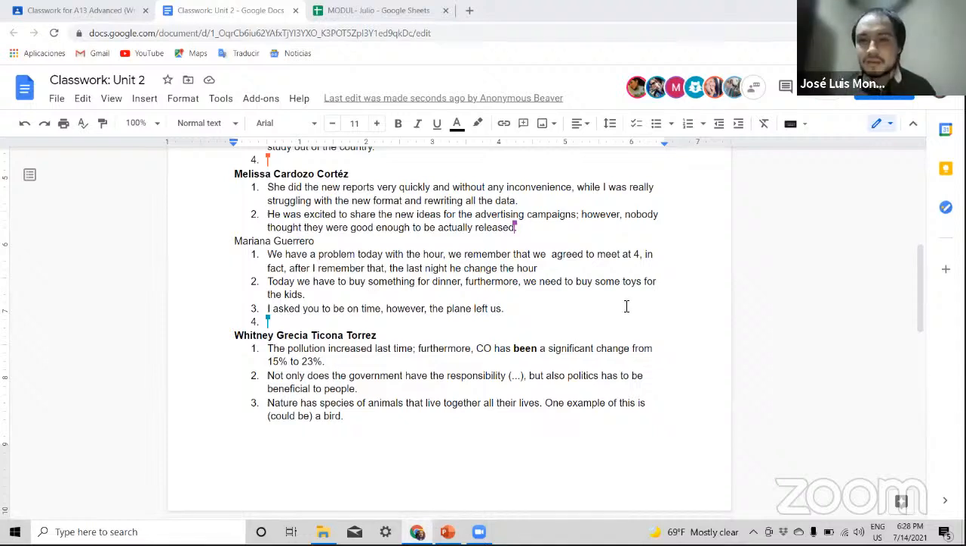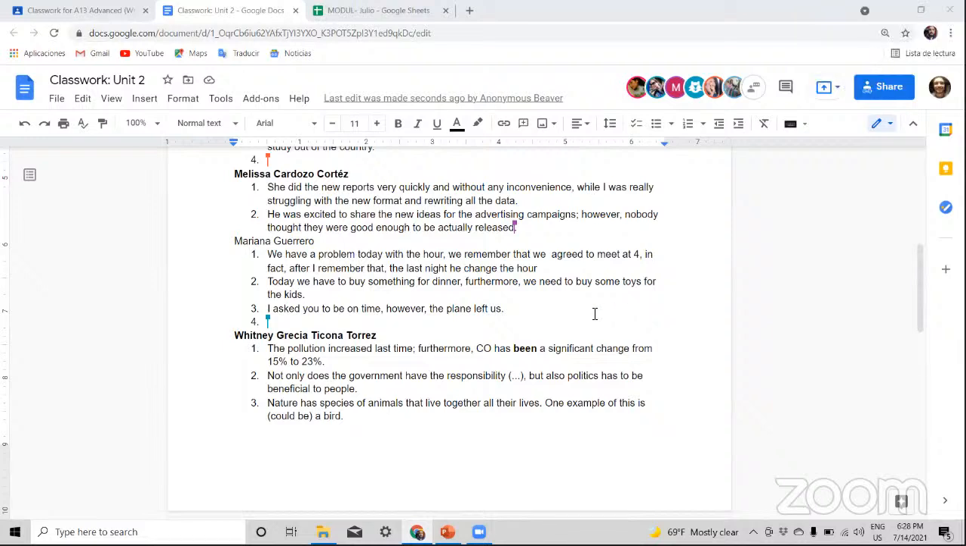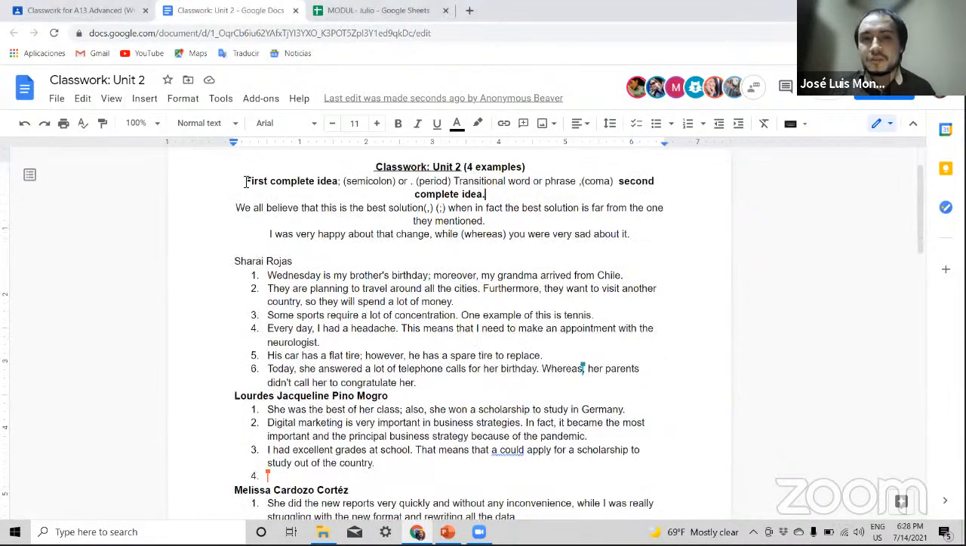You're welcome. Now I'm going to start checking. Let's see how you're doing. Remember, the words that were in black follow this structure: first idea, complete idea, and so on. The ones that are in red follow either this idea with while: I was very happy about that change, while you were very sad about it. In that case, I'm showing contrast, because I was happy and you were sad. Or when, in fact, you're going to use either comma or semicolon, but it's not going to be this structure over here. So let's continue. Actually, let's begin with these examples.